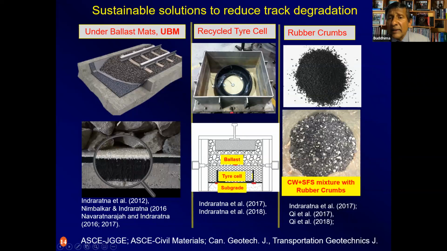And the materials that can go into this as infill materials can be coal wash coming from the coal mining industry, steel furnace slag coming from the steel industry, and these waste materials can be mixed together with rubber crumbs as an energy absorbing material and then infilled into these tires. There are many publications in this area coming through, and you can refer to these publications.